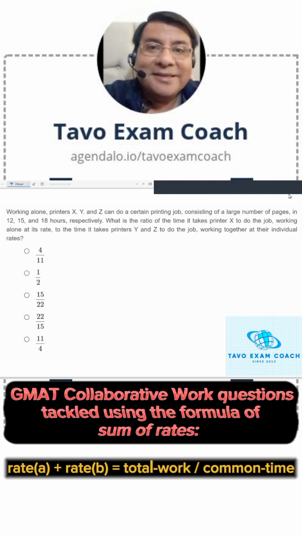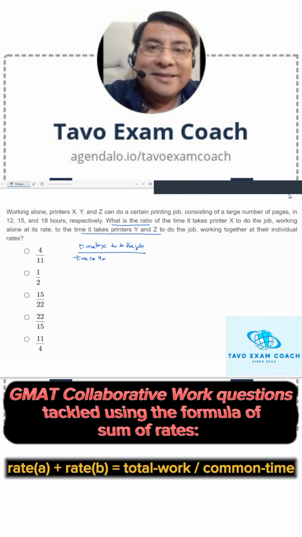Well, first, let's focus on the question itself. We need to find some ratio, and this ratio is between two times. The time it takes printer X to do the job, so we could say that this is the time for X to do the job, versus the time it takes printers Y and Z to do the job, working together. So this is the time for Y and Z to do the job. Okay, so we know this is what they're asking. We need to identify the two parts of this ratio, calculate each, and then calculate the ratio itself.